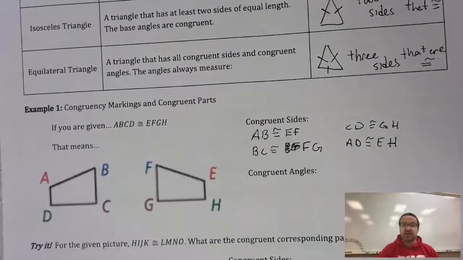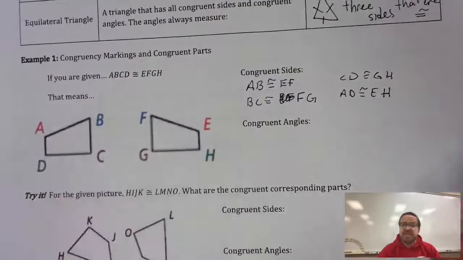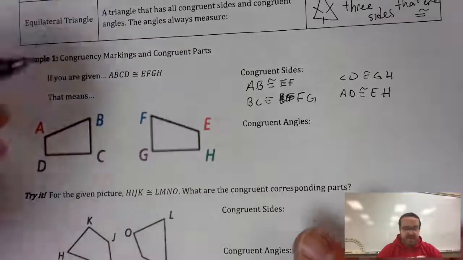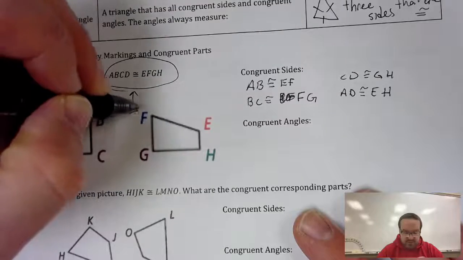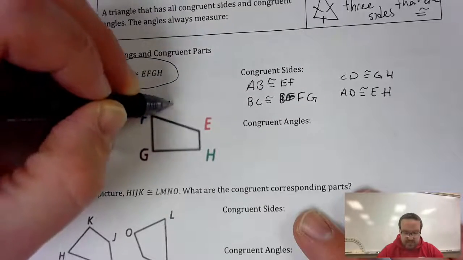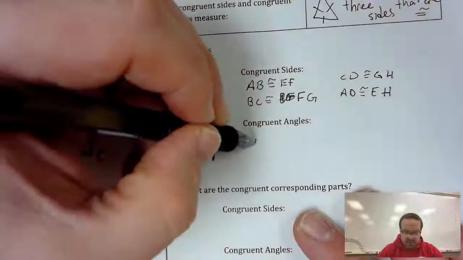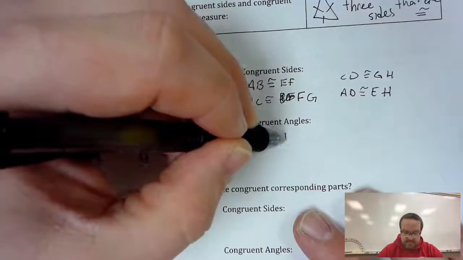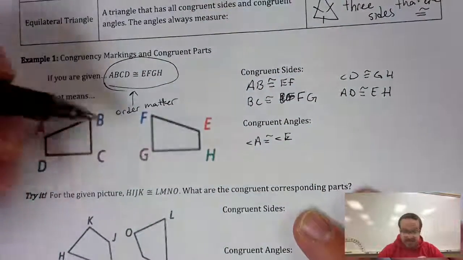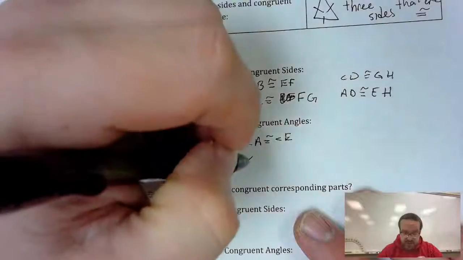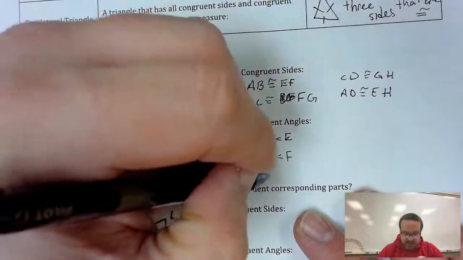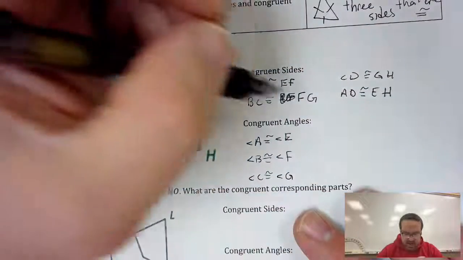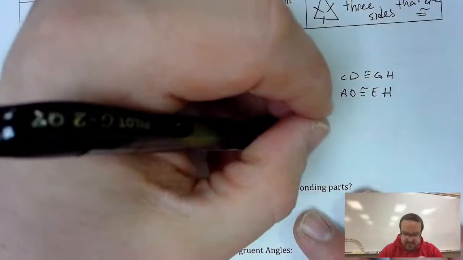Angles, same idea, right? If I'm just listing them, it doesn't really matter the order. But this is what we call our congruent statement. This is where order matters, right? But as far as the angles go, it's angle A congruent to angle E. I have a four-sided figure, so I know I'm going to have four angles. Angle B, congruent to angle F. Angle C, congruent to angle G. And angle D is congruent to angle H.